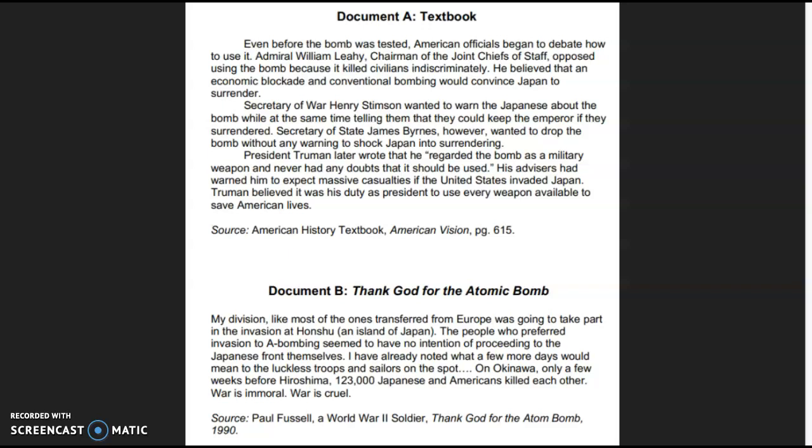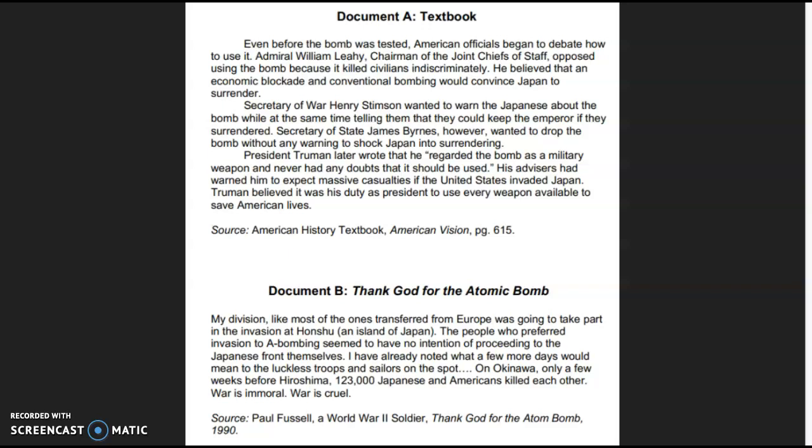If you look at the last paragraph, Truman later wrote, he regarded the bomb as a military weapon and never had any doubts it should be used. His advisors, probably rightly so, warned him that there would be massive casualties if the United States did a ground invasion. So his idea was to save American lives here.